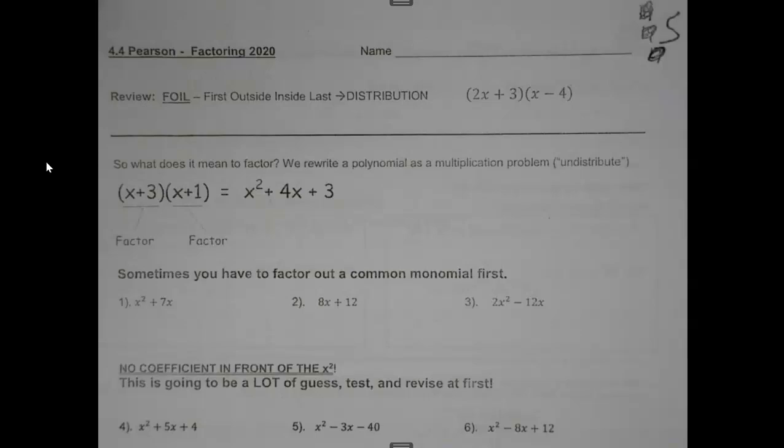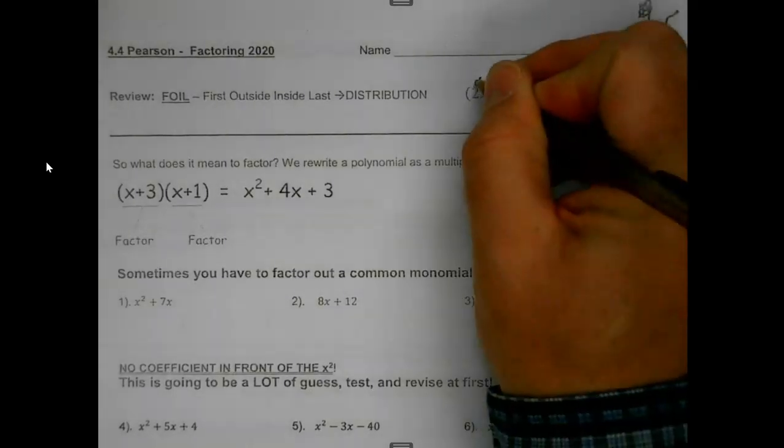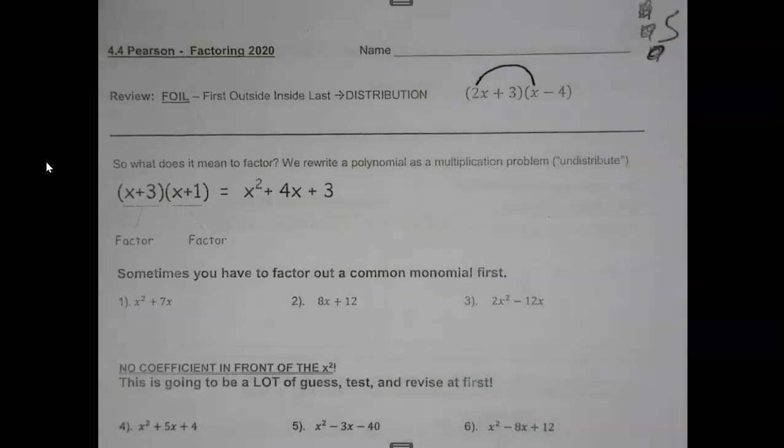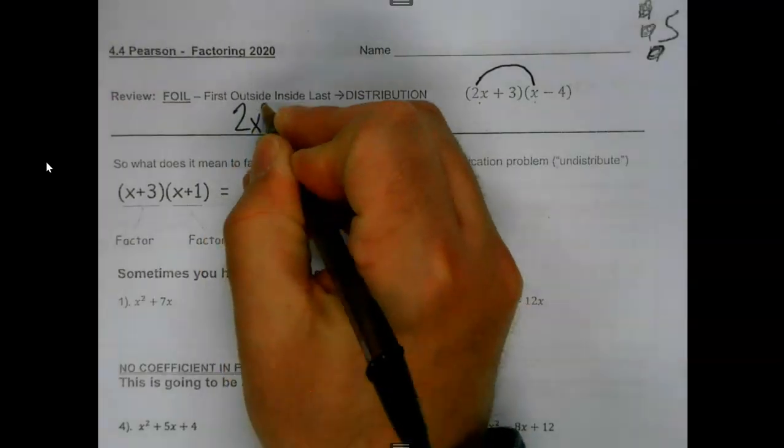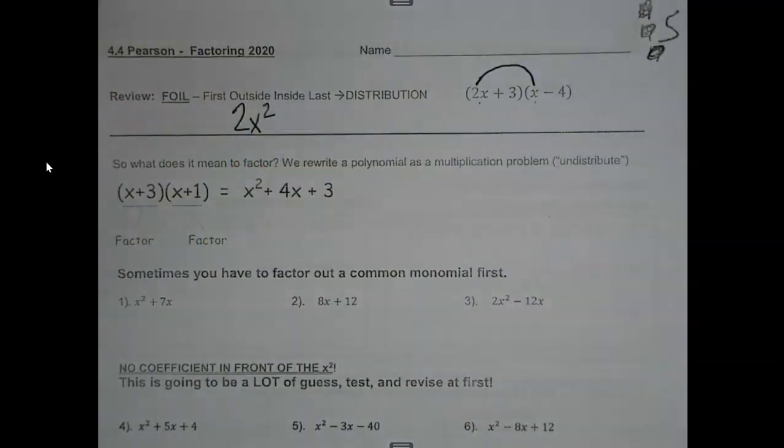So to get ready for factoring, we need to understand how to FOIL or multiply out things first, because factoring is actually undoing FOIL. So if it's been a little while, I'm going to grab some different colors to do this in so it makes it a little bit easier to see. So FOIL is when we multiply the first terms. So 2x times x is 2x squared. Again, we got to add our exponents on our x's.